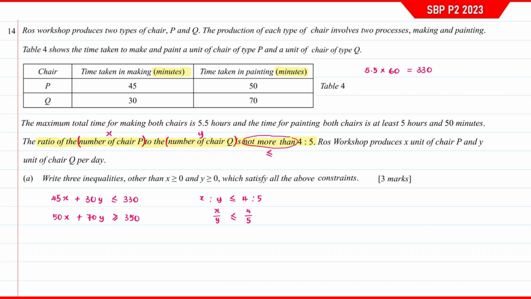So here I'm going to write the third inequality with y as the subject. So I'm going to move the y to the other side. So x is less than or equal to 4 over 5 y. So this is the same meaning as 4 over 5 y is greater than or equal to x. Then y is greater than or equal to 5 over 4 x.